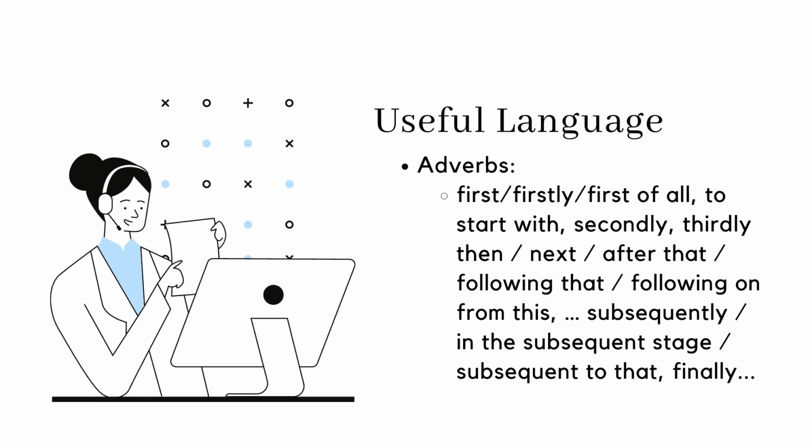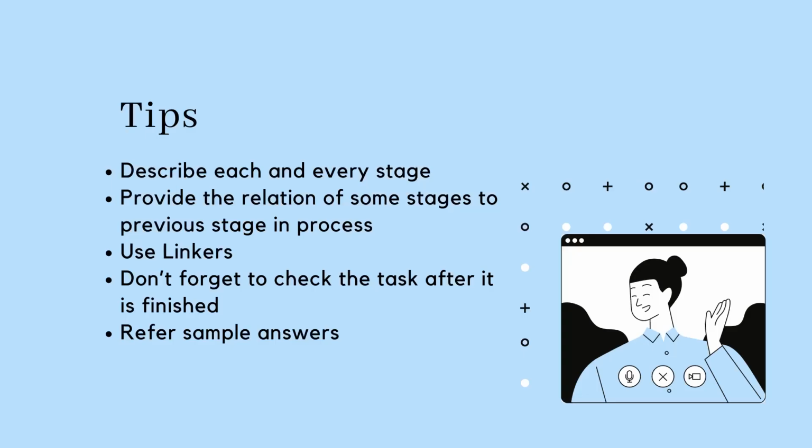So this brings us to the last part of this lecture, that is tips for effective performance for attempting the process type of task. Firstly, describe each and every stage. Unlike the graph type of question, when you are attempting the process, it is very important for you to explain each and everything that is included in the process. Next, provide the relation of some stages to the previous stage in the process. Make sure that you link the process stages with each other.